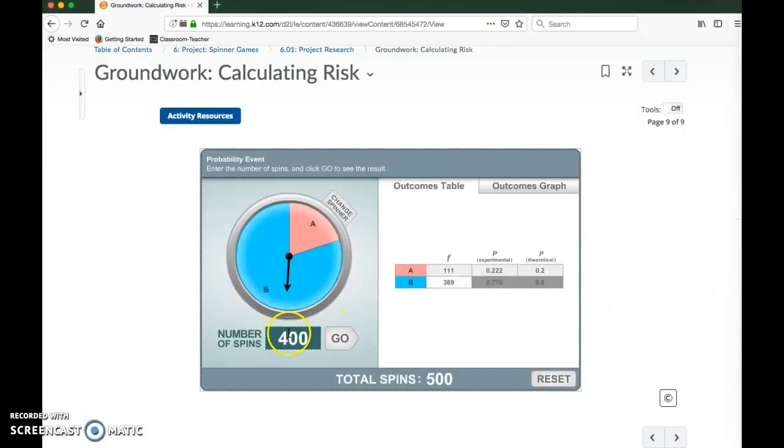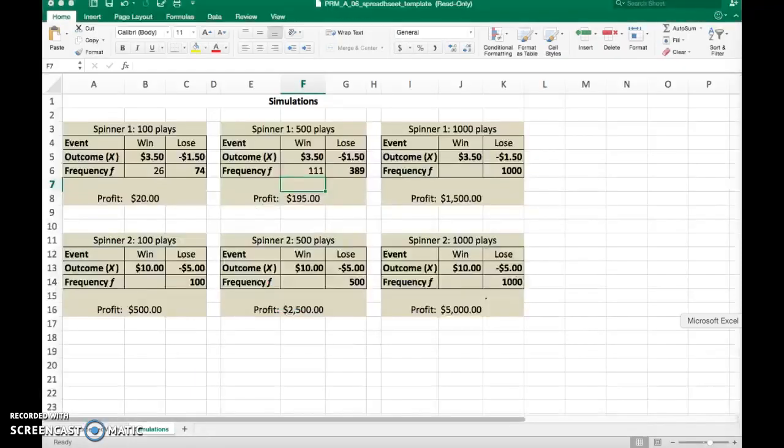Do this one more time, and I spin it 500 times. Again, 500 plus 500 gets me to 1,000. Copy down these numbers: 214, 786. I expect yours to be different. Okay, and my profit is done.